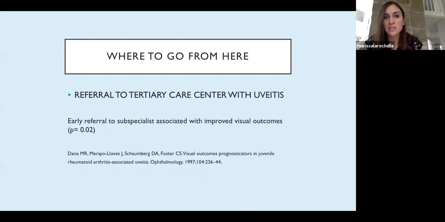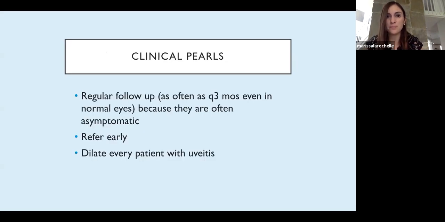And the reason for this is that studies show that early referral to a subspecialist in this patient population improves visual outcomes. So if you start them on topical steroids, the inflammation will get better. And then you taper them and the inflammation will come back. So you feel like you're treating it and it's getting better. And then it can be tempting to just leave them on four times a day prednisolone acetate, but we know the risks of that with cataracts and glaucoma. So systemic immunomodulatory therapy has better outcomes.